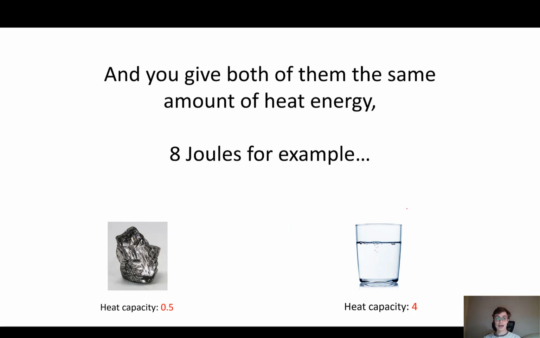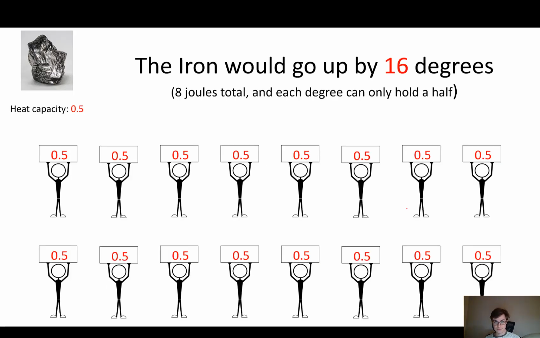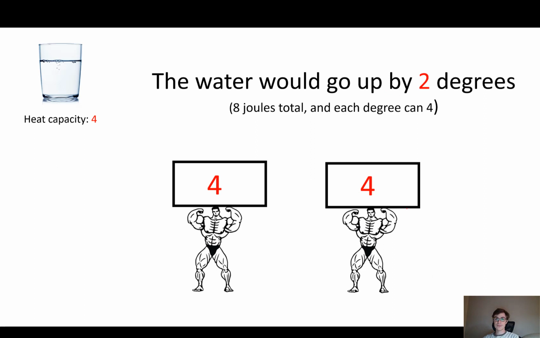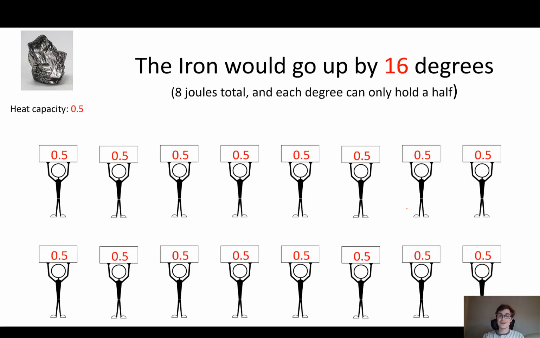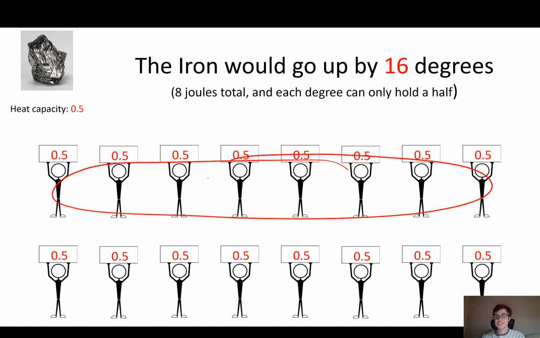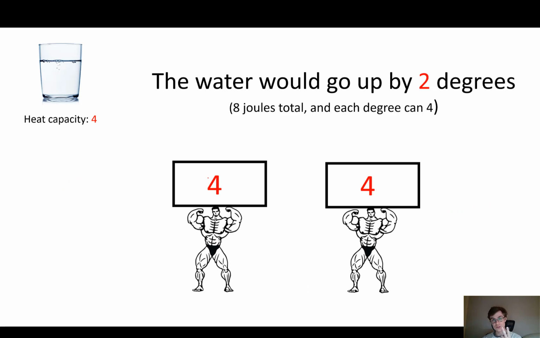Let's say I give the iron 8 joules of energy. Every single degree can only hold 1/2 of a joule. So to hold 8 joules, I'm going to need 16 degrees. So if I add 8 joules of energy to 1 gram of iron, it goes up by 16 degrees. Because the degrees are weak, if you want to think of it like that. Now the degrees of water are strong. So to hold 8 joules of energy, I don't need 16 degrees. Every degree of water is strong. It holds a lot of energy, and so I only need 2 degrees.